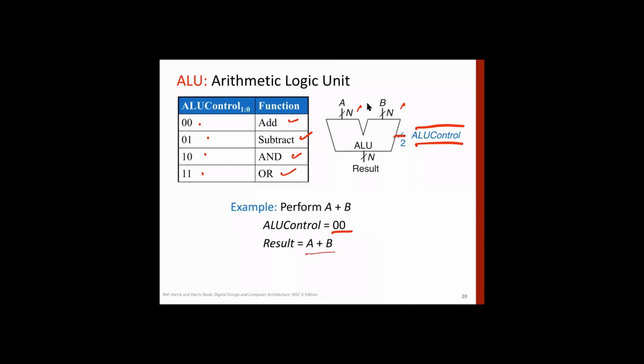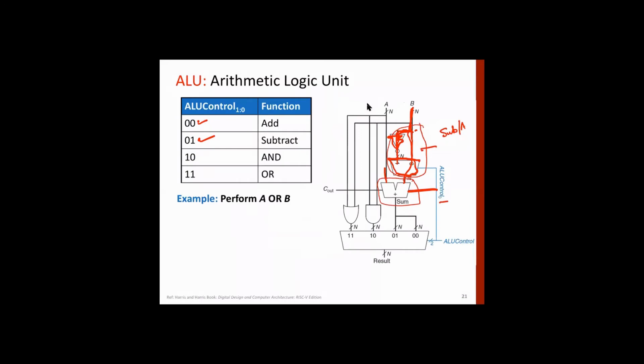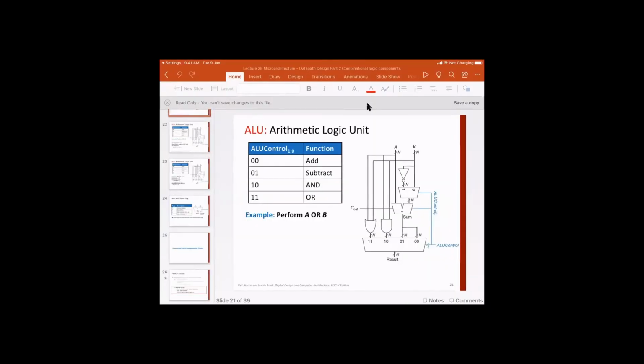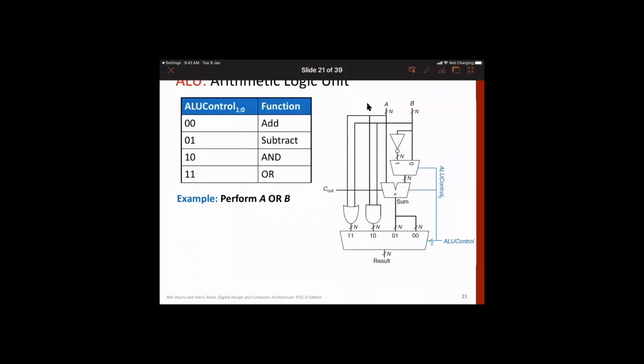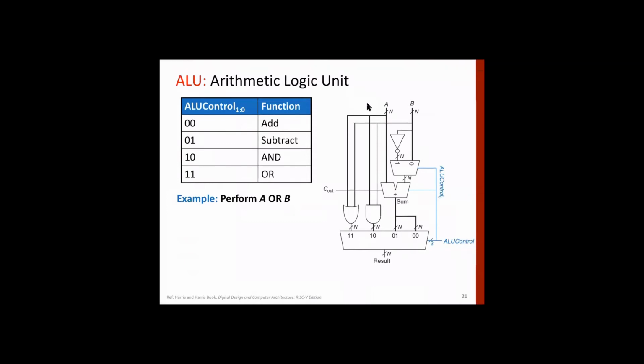When the bits are 0 0, it will perform the add operation. If the bits are 0 1, then the ALU will perform subtract. If 1 0, then AND, and 1 1, then OR. So if 0 0 is there, these two n-bit numbers will be added and the output will be available here. So this shows how we can implement this very simple ALU.